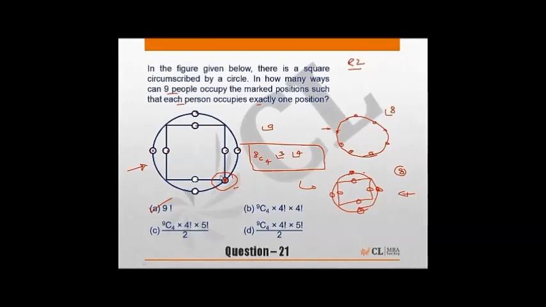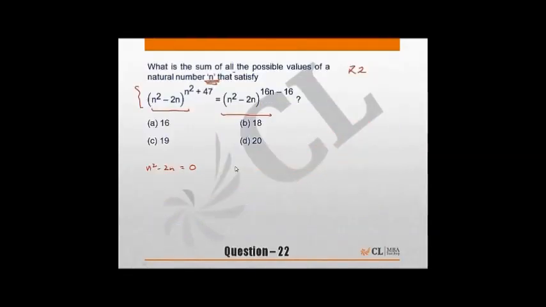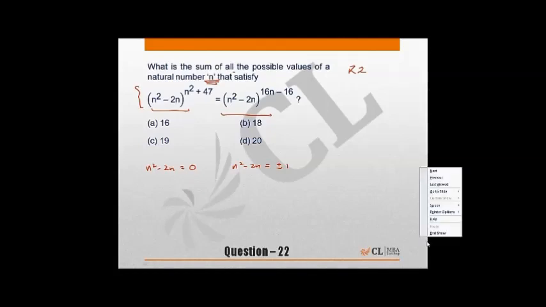Let's move to the next question now. Both sides will be equal. Similarly, if n square minus 2n equals plus 1 or minus 1, that will be 0. I'll just erase a small part and do it again.